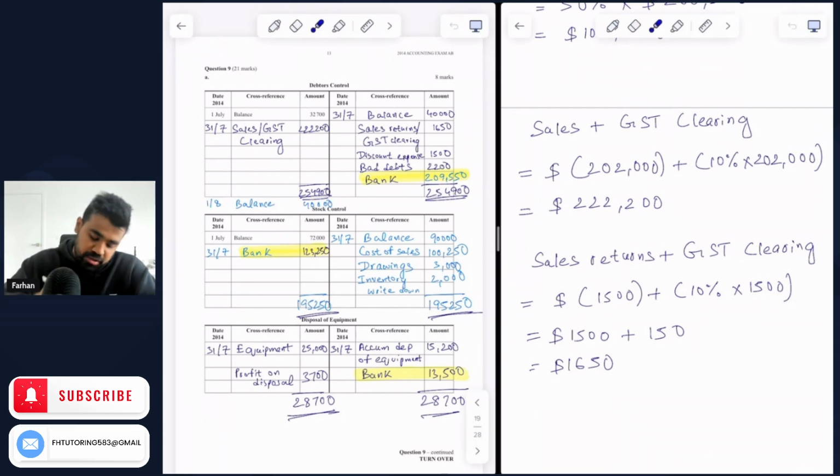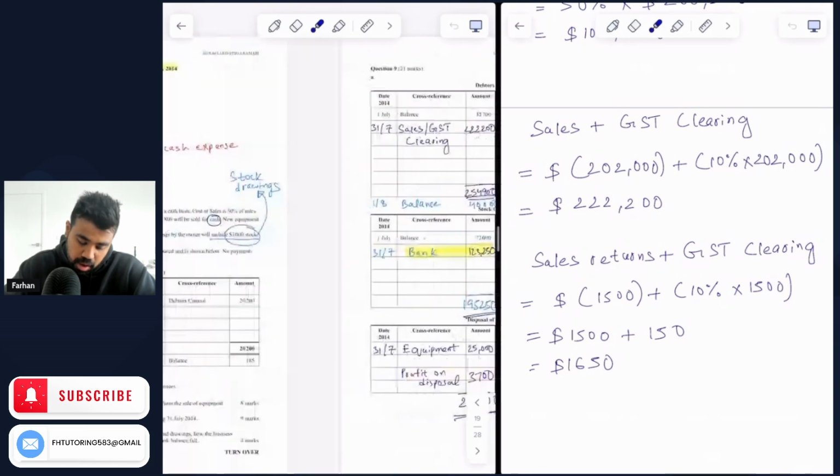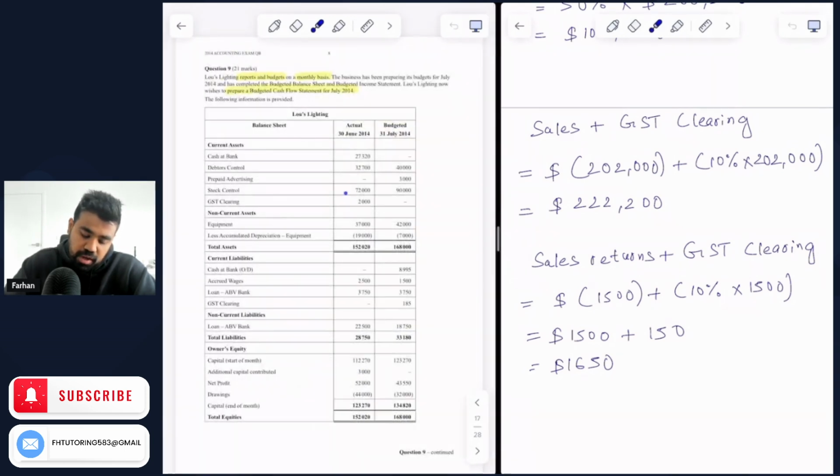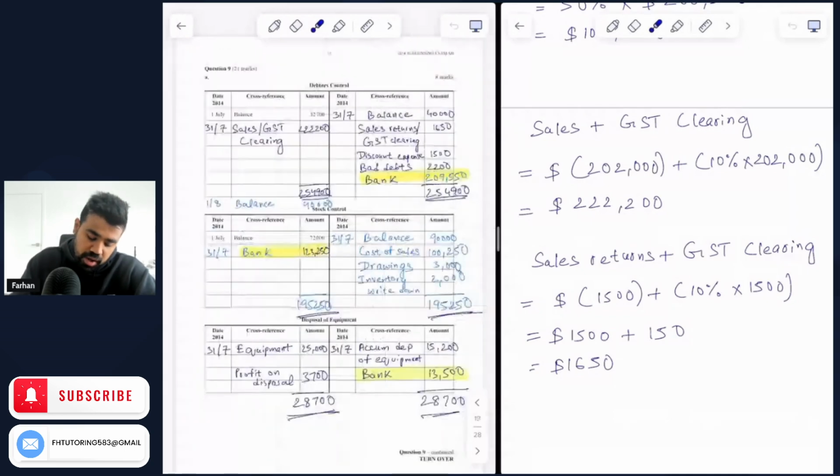So let's check the balance sheet for the balances for inventory, and you can see the closing balance at 30 June 2014 was $72,000, which is now the opening balance at 1st of July 2014, and the closing balance at 31 July 2014 is $90,000. So let's go back to the ledger account section for inventory. So you can see within the debit side, I've included the opening balance at 1st of July of $72,000. And on the credit side, at 31st of July, I've included the closing balance of $90,000.